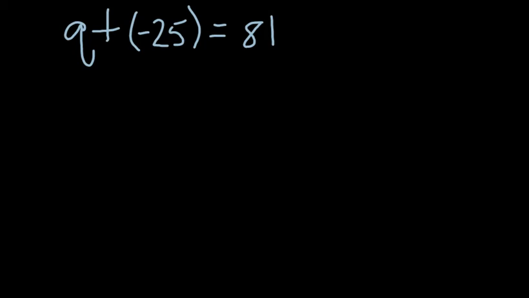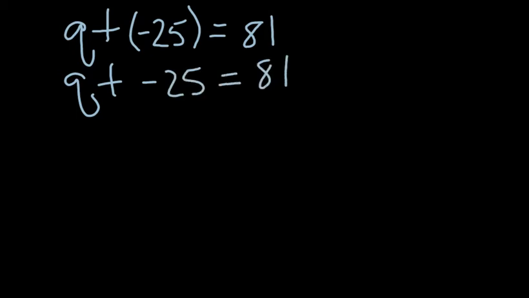Now, I wrote this down just like the book writes it, because you know how the book thinks that I don't know that the negative goes with the 25 unless there's parentheses. So it's perfectly okay to drop the parentheses. The only reason I really wrote them down was to show you how the book writes it so you wouldn't be confused. If I was really working this problem, I would have gone q plus negative 25 equals 81, because that's much less confusing.